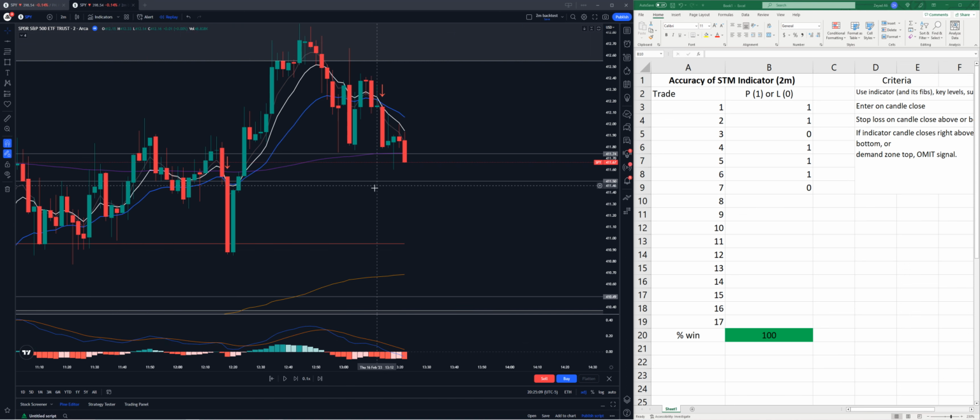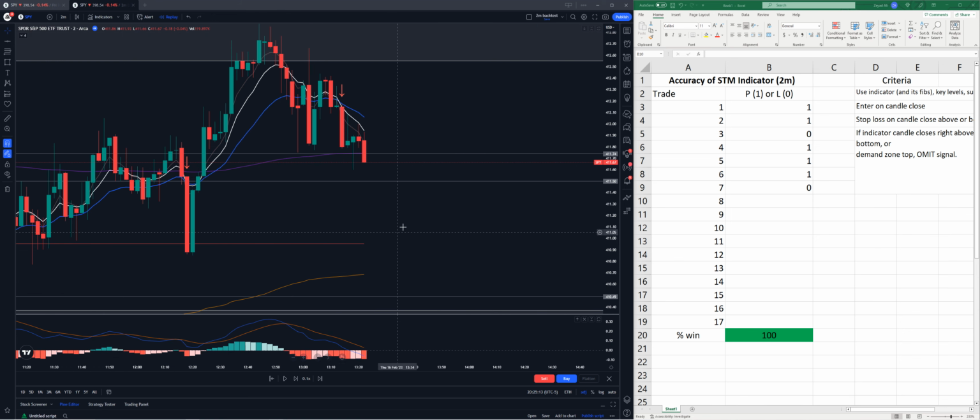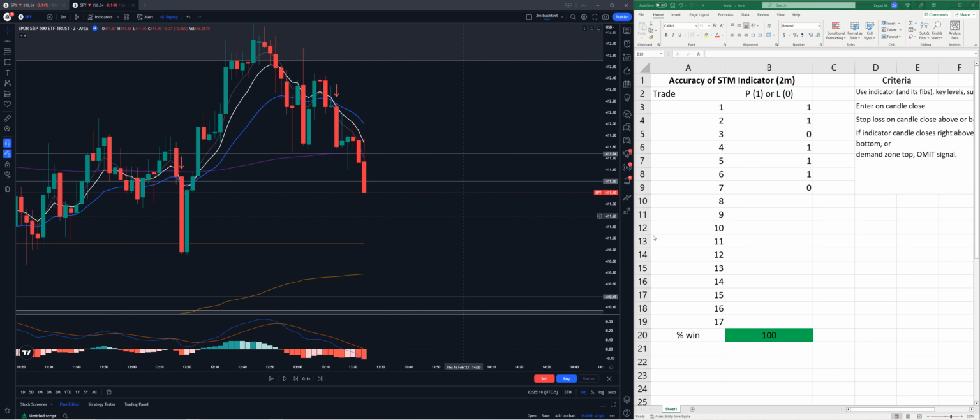Okay, here we go. So now we close below, so we're just going to enter puts, looking to take profit right there at that intraday demand zone, or support, and then close. Stop is a close above the 21 EMA. Boom, there we go. Let's get our win there.